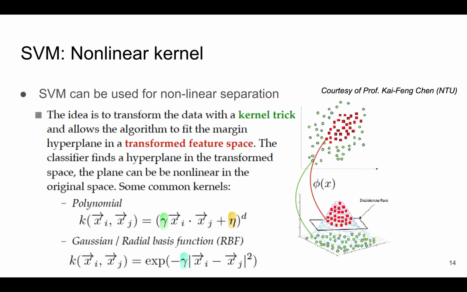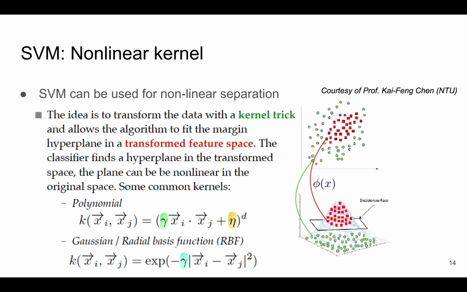As promised, SVM can be used for a nonlinear separation, like separating the red and green dots on the 2D plot of the upper right figure. And SVM transforms the data with a kernel trick, such that when data are plotted in a transformed feature space, it looks like the 3D plot of the lower right figure, and the SVM classifier can find a hyperplane that separates them in the transformed space.